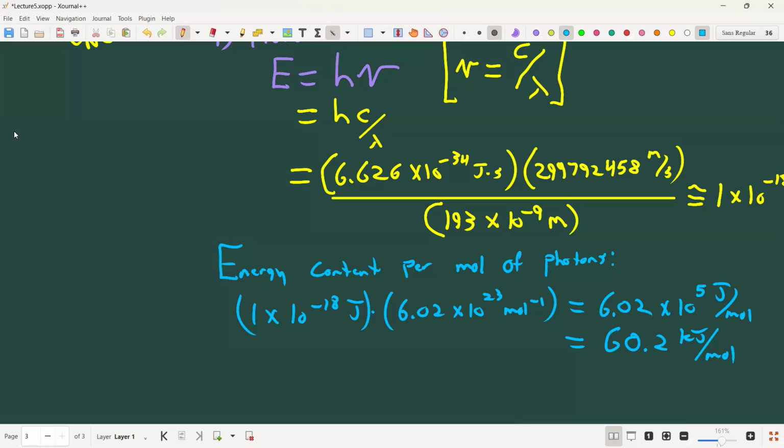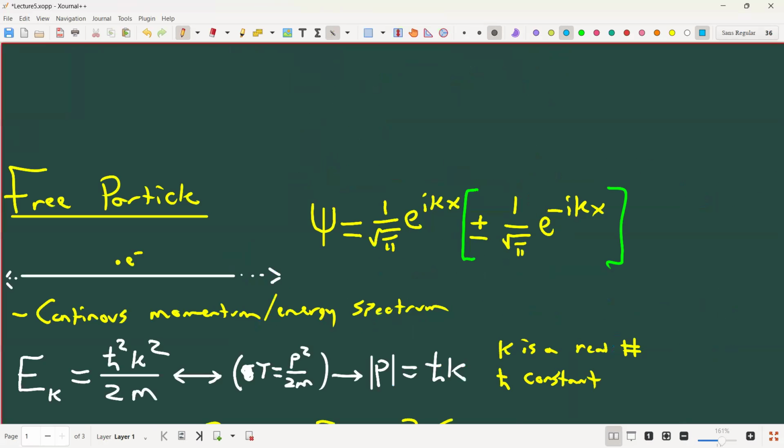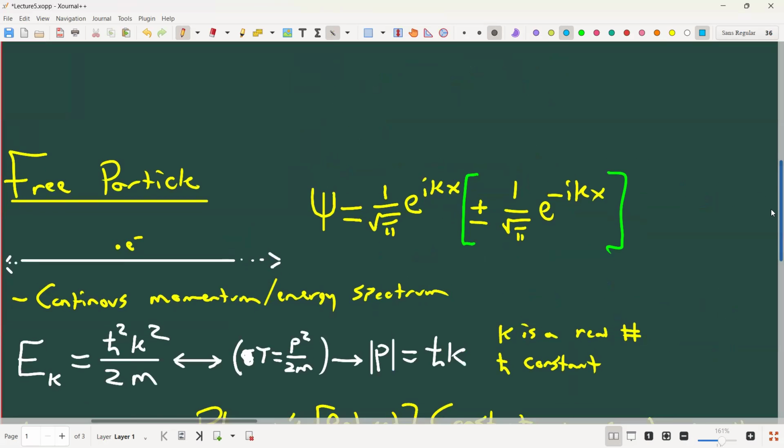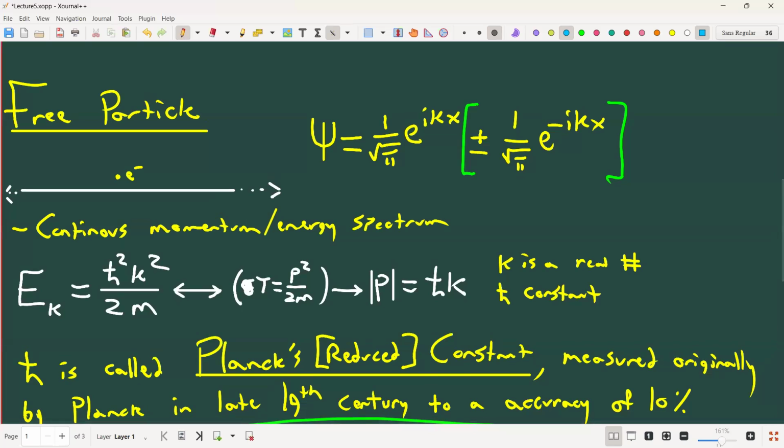Any questions about that? Okay, so that's a conversation about h. We're going to see h all the time. It's just a number, I just want to give you some context for what it means. Let's go back to our problem at hand. We have this free particle. It's got this continuous energy spectrum. It can be any energy you want. k can be any value you need.